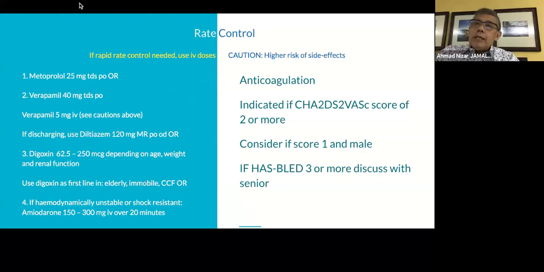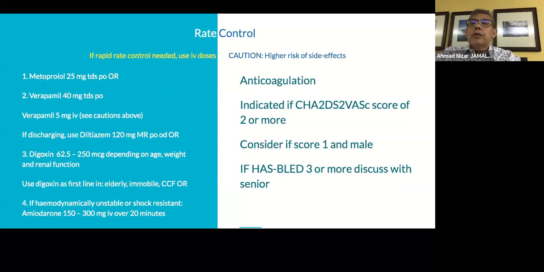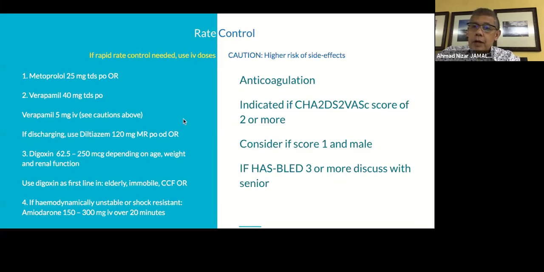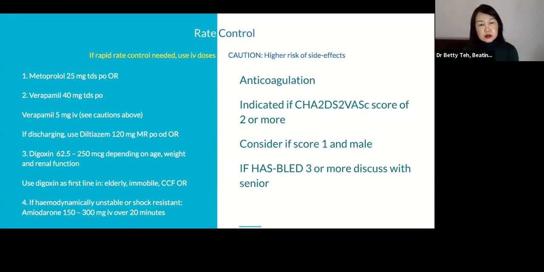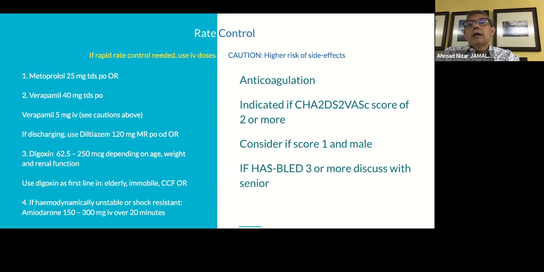So if, for example, they are stable, but they're more than 48 hours, you may want to consider rate control, meaning you want to control the ventricular rate. If you find that this is not a new atrial fibrillation, they have been in atrial fibrillation before, and the rate has increased for some reason, maybe sepsis, you want to control the rate as well. For rate control, if rapid rate control is needed, you may use IV doses, but in general, oral doses will be sufficient.